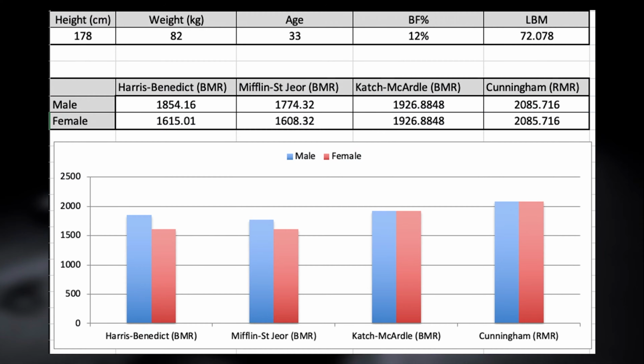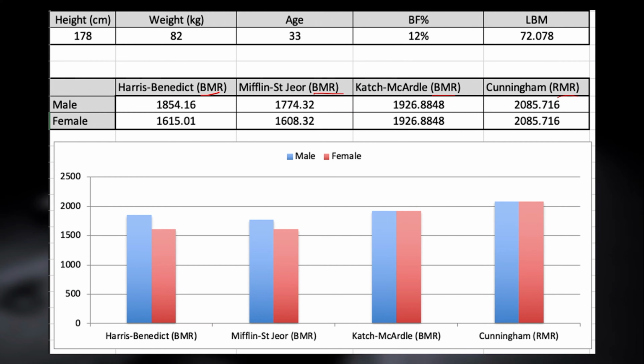Who knows for sure? But this individual, who's probably very handsome, is 178 centimeters tall, 82 kilograms of weight, age 33, body fat percent is at 12, and therefore the lean body mass is at 72.078 kilograms. Now, based on the 4 energy requirement equations, 3 are for BMR and 3 are for RMR.